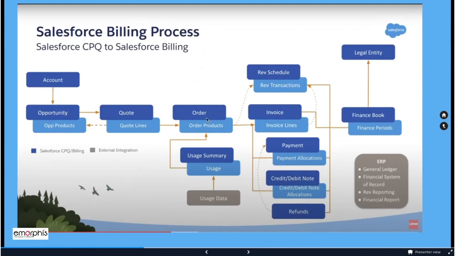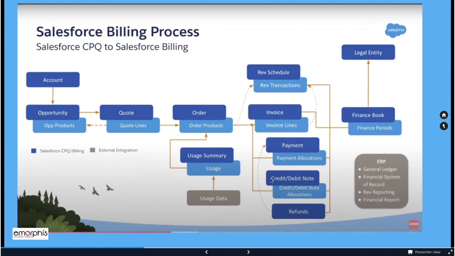Once the order is finalized and the order is activated, we can generate the invoice. The invoice in turn has the invoice lines. Invoice lines have all the details flowing from the order product. It is all the billing dates and the product details. Once the invoice is sent to the customer, the payment can be collected. Once the payment is collected, the payment is allocated to the invoice.